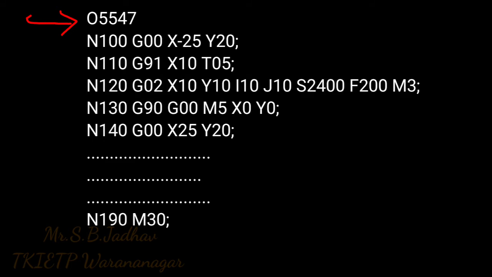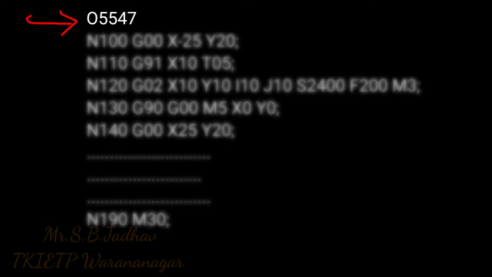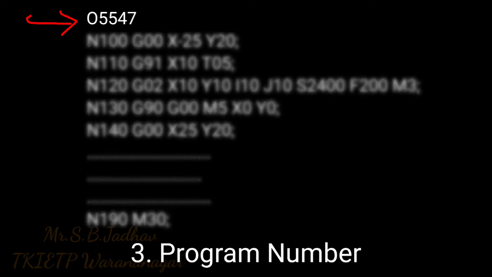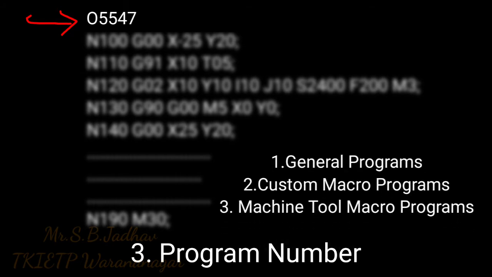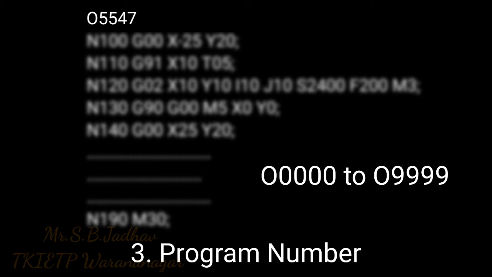A 4-digit number follows the letter O in the program numbering. The program numbers can be configured in a manner that allows general programs, custom macro programs, and machine tool macro programs, in which the number varies from 0 to 9999.